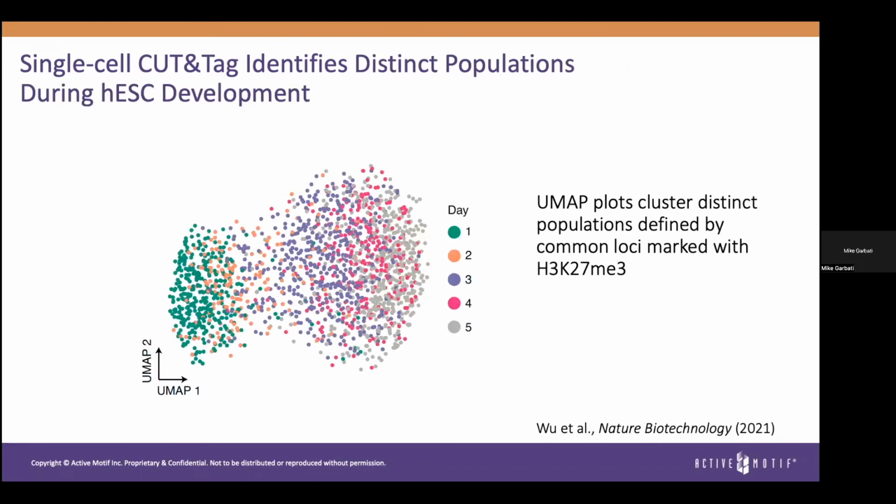Another application of single-cell cut and tag is that it can identify distinct populations during embryonic stem cell development. In this UMAP plot, we can see the different stages of stem cell differentiation as defined by common loci that are marked by H3K27 trimethyl.